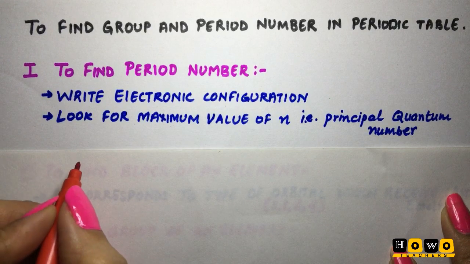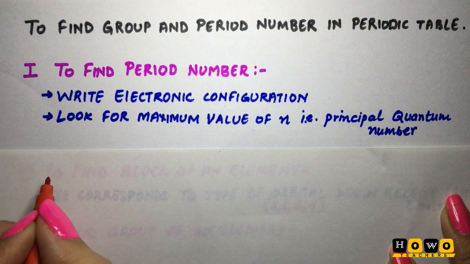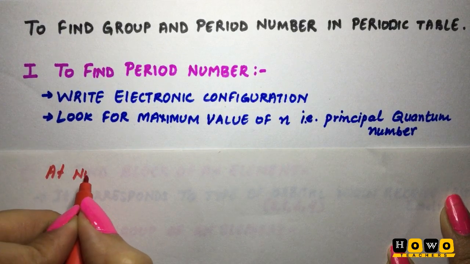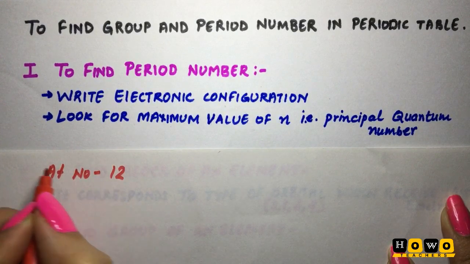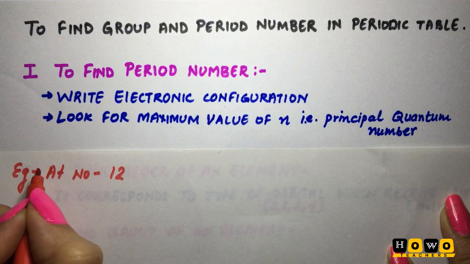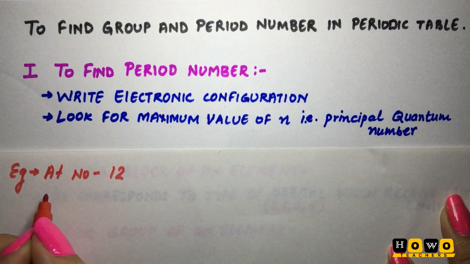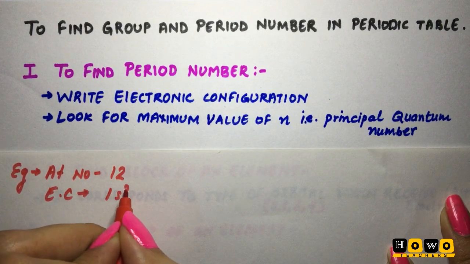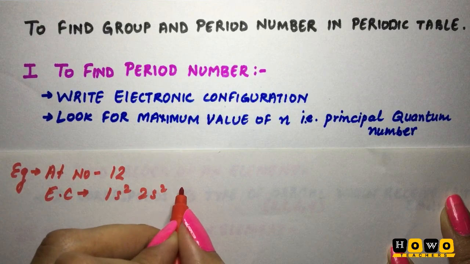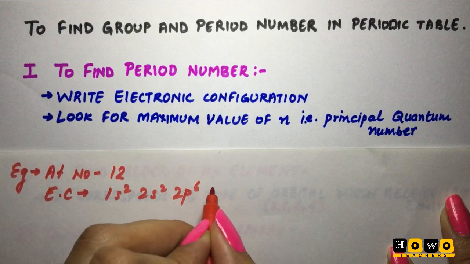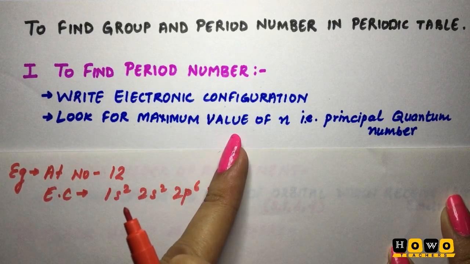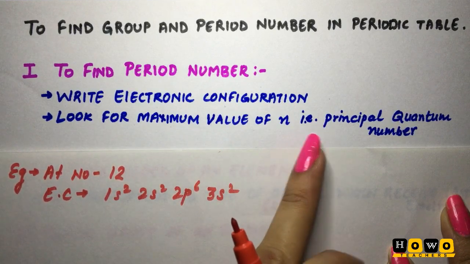Let us take atomic number 12 as an example. In the case of atomic number 12, the first step is to write the electronic configuration. The electronic configuration will be 1s2, 2s2, 2p6, 3s2. Look for the maximum value of n, or the principal quantum number.